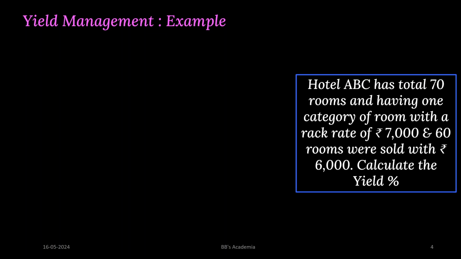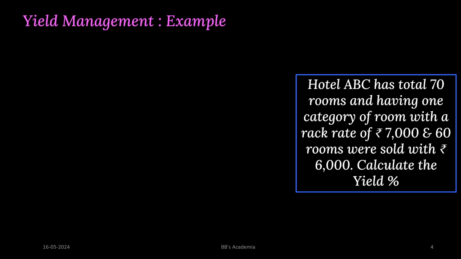I repeat once again that Hotel ABC has total 70 rooms. Keep it in your mind. And all the rooms are from one category. The rack rate is 7,000 rupees per room. And how many rooms sold? Out of 70, 60 rooms sold. At which rate? Rupees 6,000.